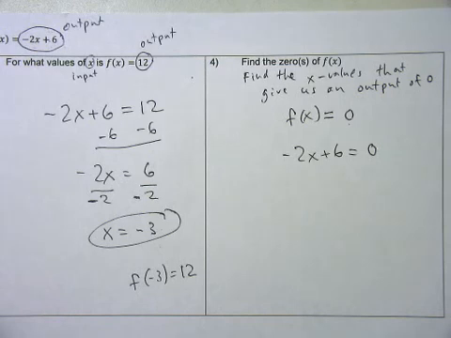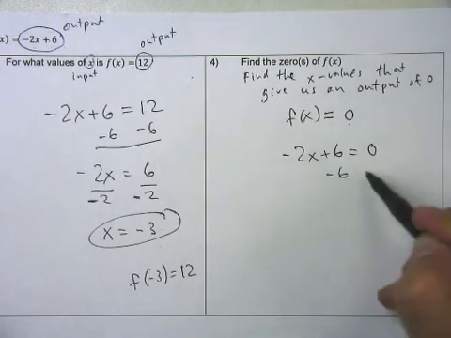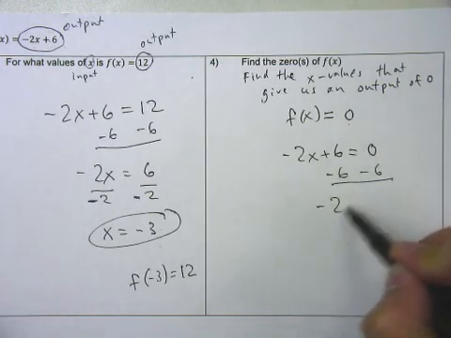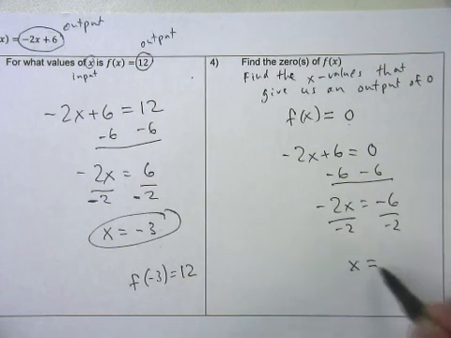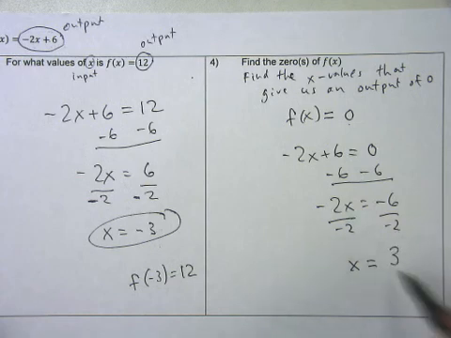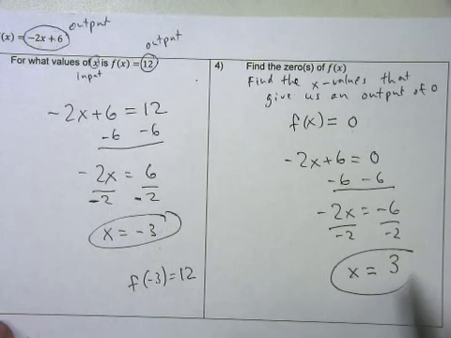And we would solve this. So I would subtract 6 from both sides. We get negative 2x equals negative 6. Divide by negative 2, and we get an x value of positive 3. Okay? So what does this mean?